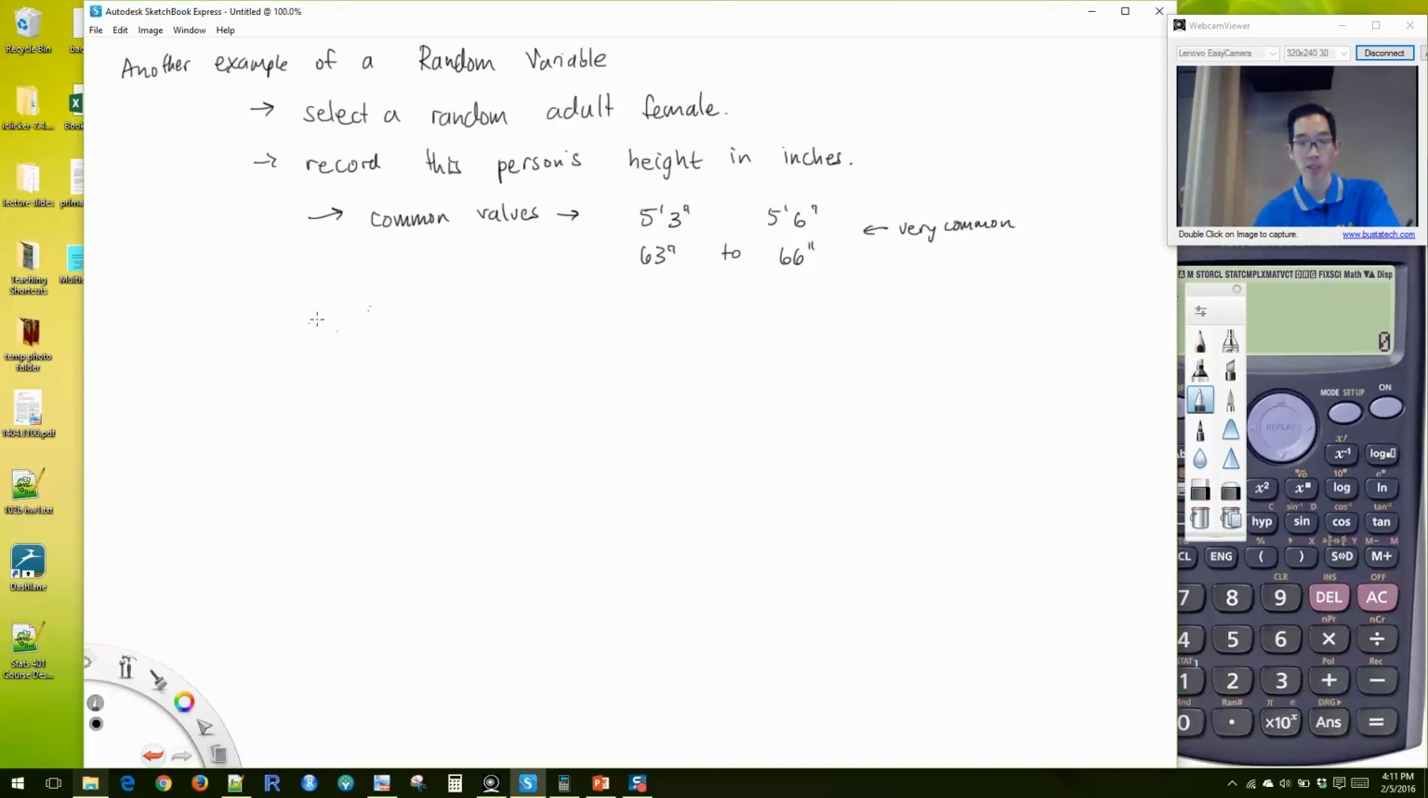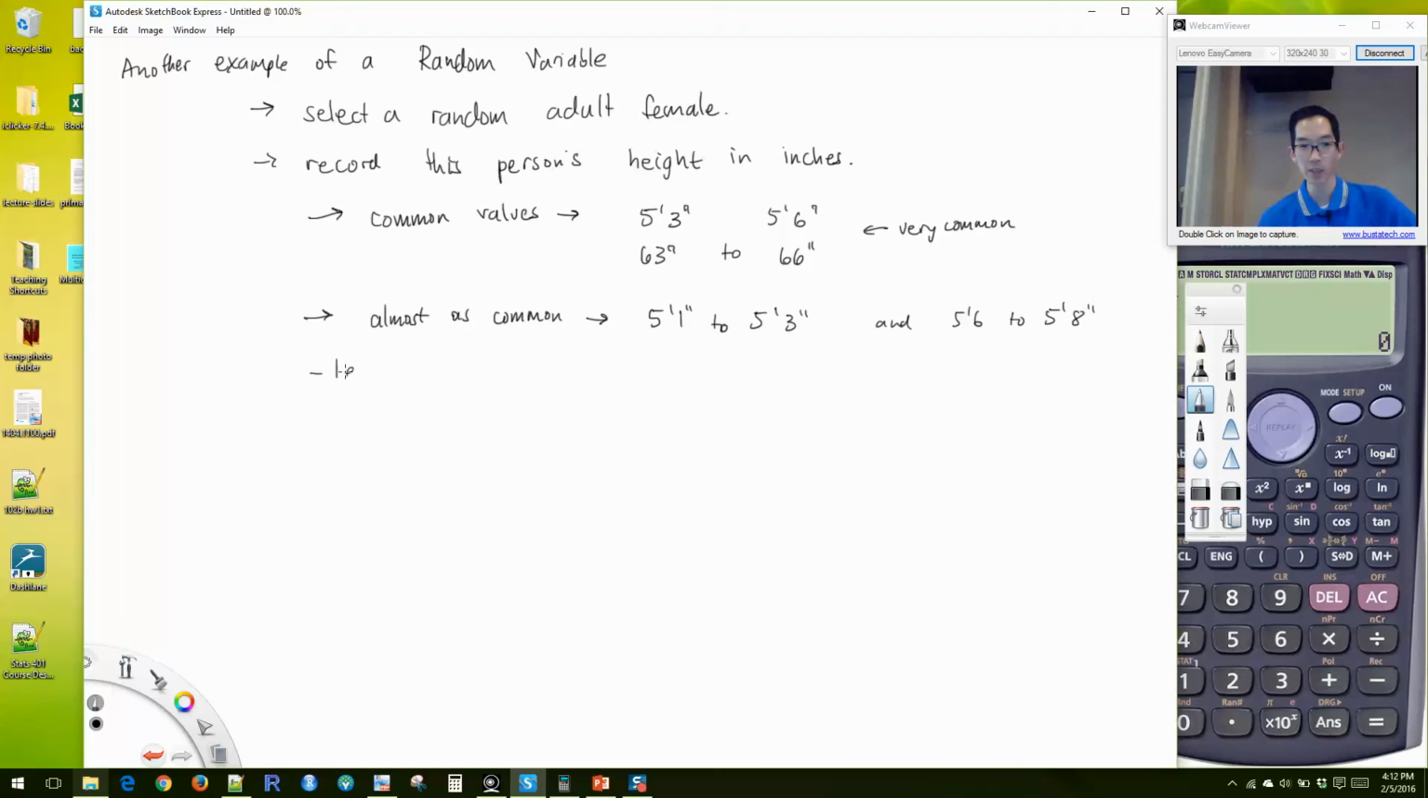Okay. And then, still common, but not as common. How do you say that? I don't want to say less common, because less common sounds like it's rare. I'll say almost as common. Almost as common will be something like 5'1" to 5'3", and then 5'6" to 5'8".